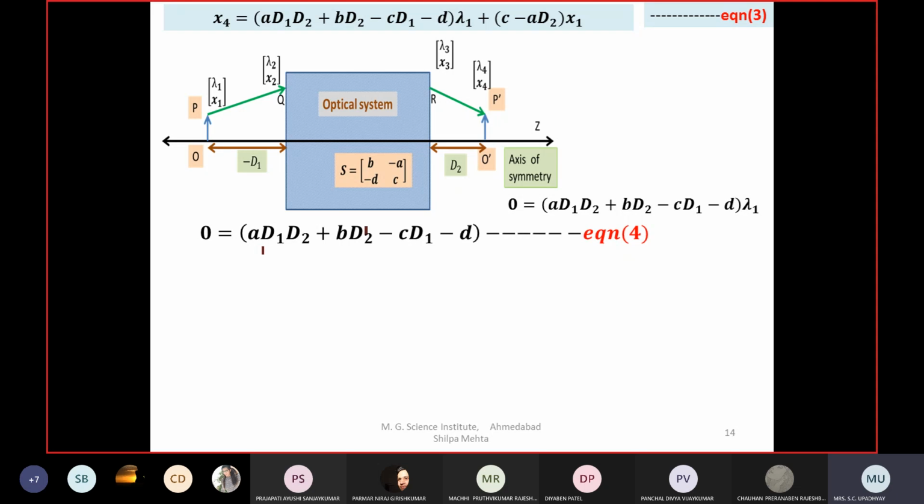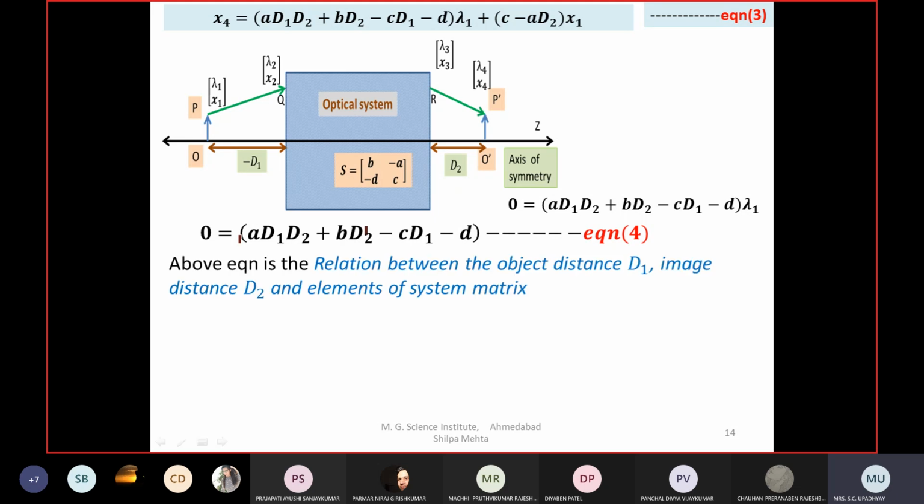And this is a very important relation. It relates how many quantities? See, it consists of a, b, c, d. It consists of d1. It consists of d2. So all the quantities are there, and if we substitute all these quantities, then its value must be 0. So this is the relation between the object distance d1, image distance d2, and the elements of system matrix A, B, C, and D, which is a very, very important relation.